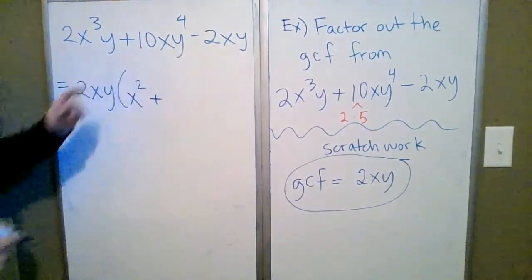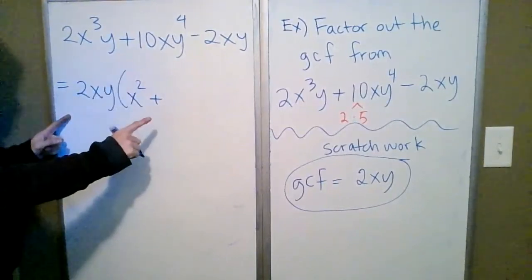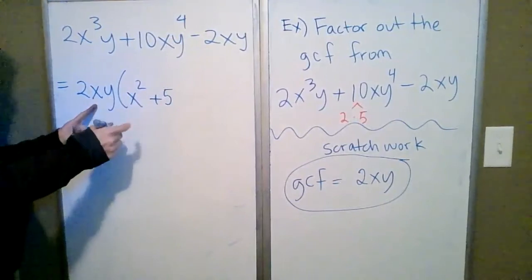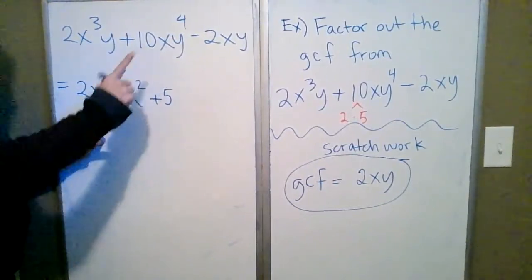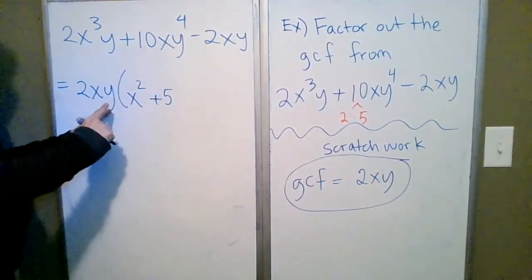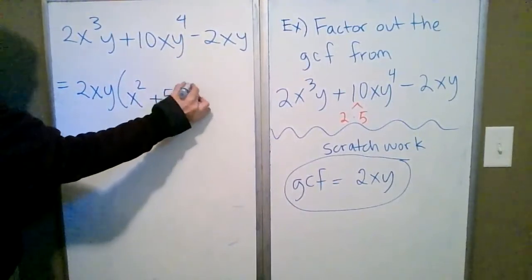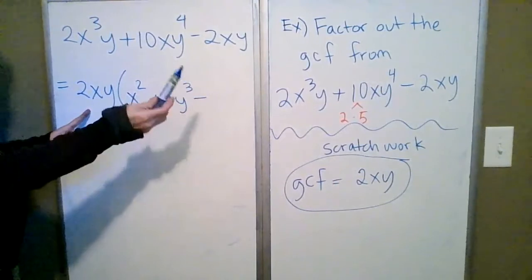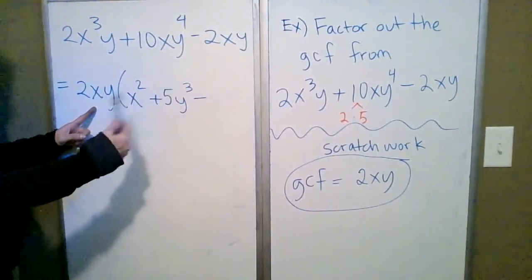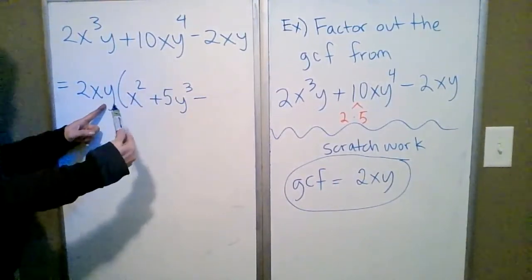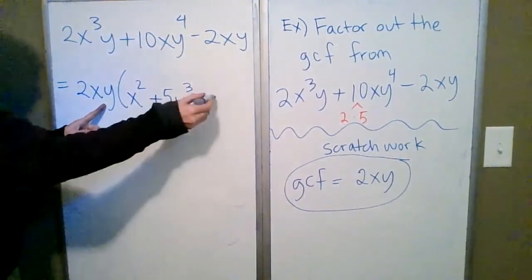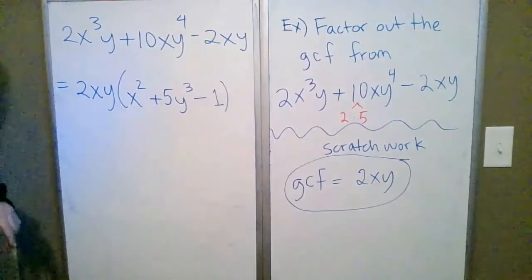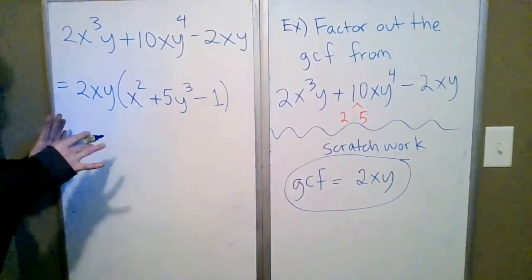In the middle term, factor out 2, which leaves 5. Factor out the x, so there's no x value to worry about. And from y to the fourth, factor out 1y, and it leaves y cubed. Minus the 2 is factored out, the x is factored out, and the y is factored out, so we minus 1. And this is the answer.